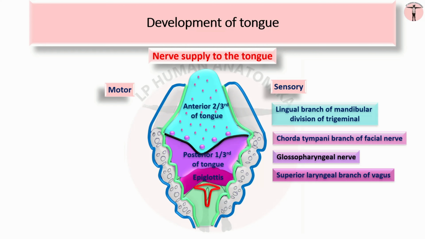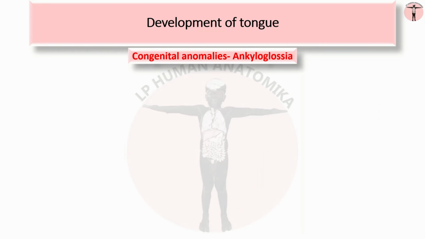The motor supply to the entire tongue muscles except palatoglossus is by the hypoglossal nerve, since they develop from occipital somites. The palatoglossus is supplied by the pharyngeal plexus, by fibers arising from the vagus nerve. So this was the normal development of the tongue. Now let us see the congenital anomalies of the tongue.